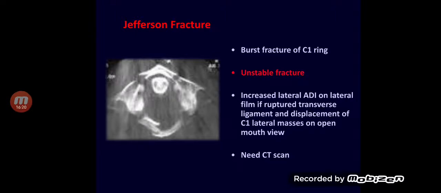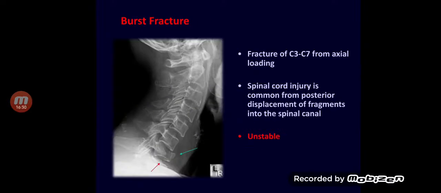We'll pass now through certain fractures, like the Jefferson fracture, which is a burst fracture of the C1 ring. It is an unstable one and can usually be revealed on the CT scan. Burst fractures can affect the bodies from C3 down to C7 from axial loading. Spinal cord injury is very common from posterior displacement of the fragments into the spinal canal. It is an unstable one.